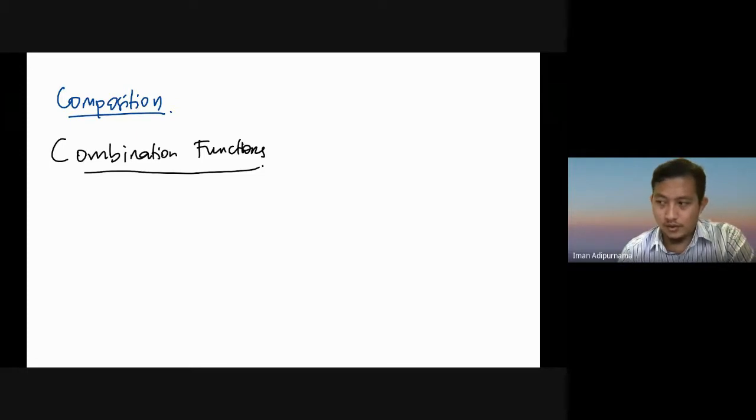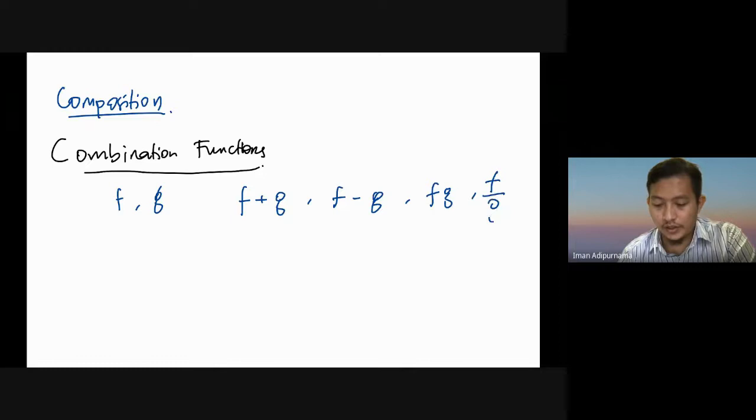So, we can combine functions. For example, we have f and g, both defined as functions. We can make f plus g, f minus g, fg, or f over g, as long as g is not equal to 0, right?